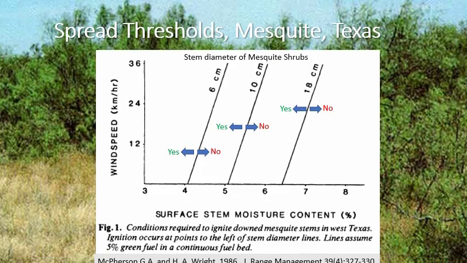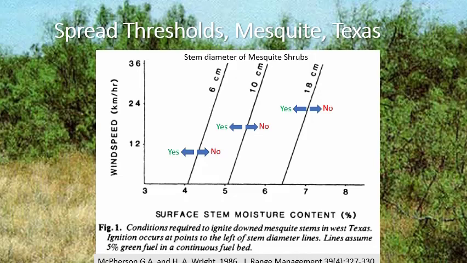And so from 3 to 8%. And then there's 3 different lines that represent the stem diameter of the mesquite shrubs. And this is a proxy. It's an allometry for the canopy dimensions. So bigger stem diameter means a bigger plant.